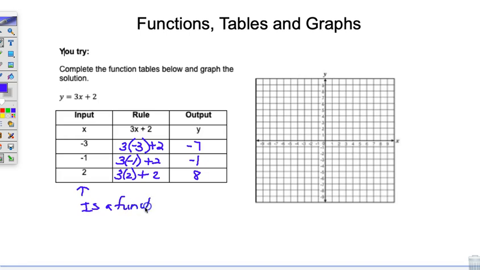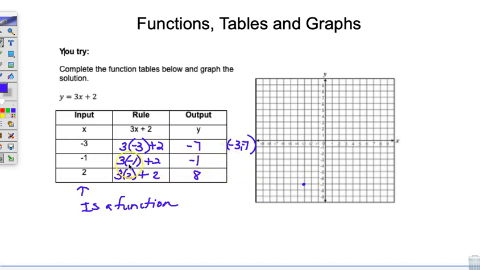And another way you can tell whether or not you have a function is to actually graph it. So right here I have an input value of negative 3 and an output value of negative 7. In a previous lesson, you learned how to graph the coordinates. So we're going to graph negative 3, which is x, and negative 7, y. So that coordinate is negative 3, negative 7. So I'm going to start at the origin, move to negative 3, and then move down to negative 7. And I'm going to plot my first point.